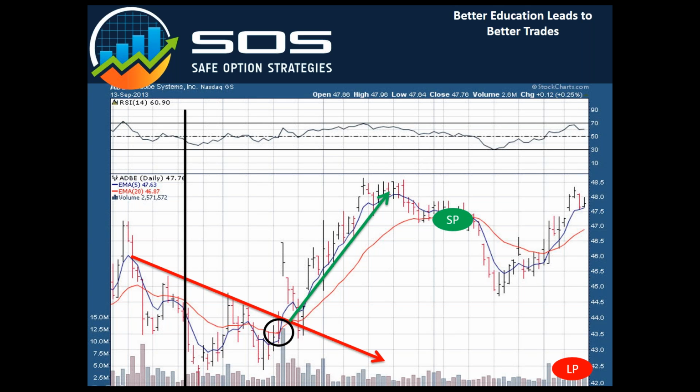I could almost end the class right there and say, when you're adjusting a calendar spread, follow the direction of the stock with your short option. Just roll your short options the way the stock is moving.